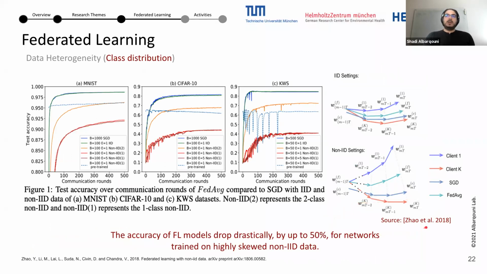And this is indeed one of the major challenges in federated learning. This is what Zhao et al. showed here: the accuracy of federated learning models might drop drastically by up to 50% for networks trained on highly skewed non-IID data. So it's really a severe problem for federated learning.